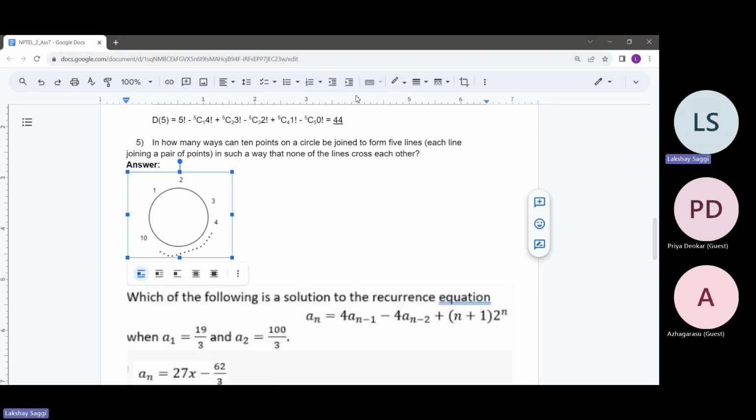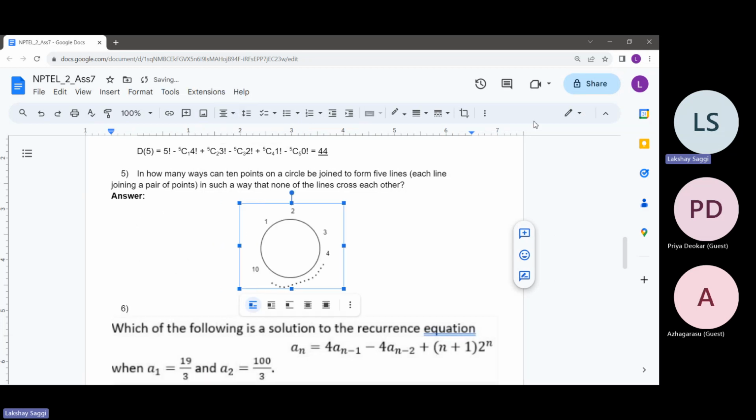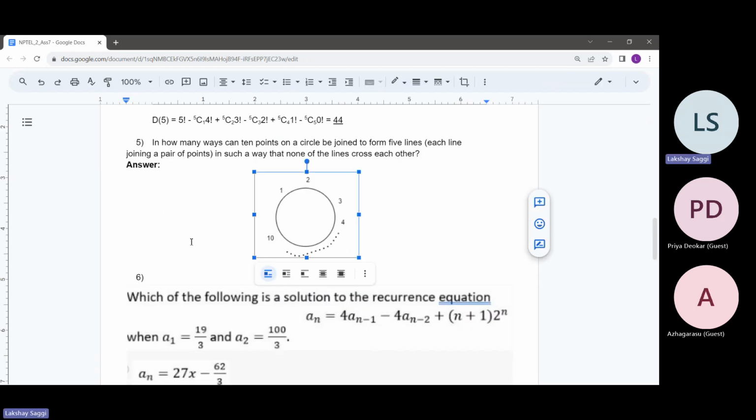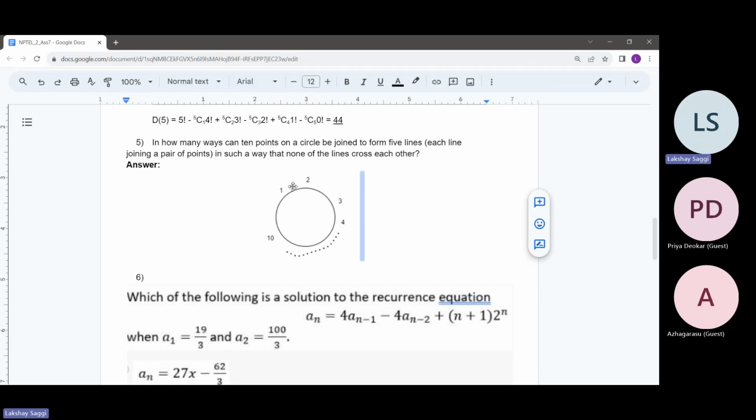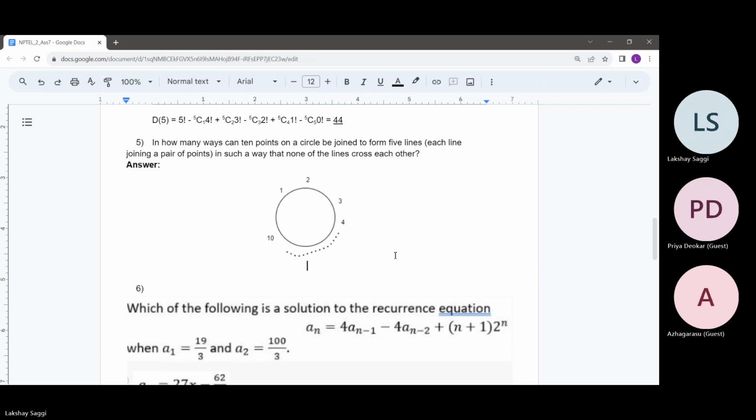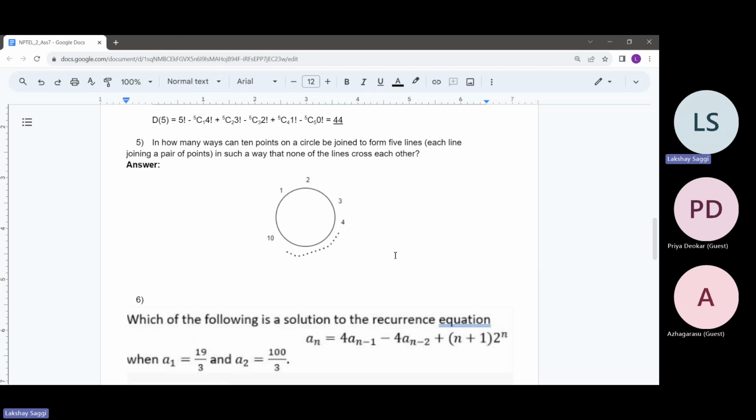So these will be the 10 points in question. Let's just say we have labeled these points in the clockwise direction: point 1, point 2, point 3 up to point 10. And now what I want is to get the number of ways in which I can form lines so that none of the lines cross each other. And I need to form 5 lines. So let's just try to do this using a recursion-based argument, right?